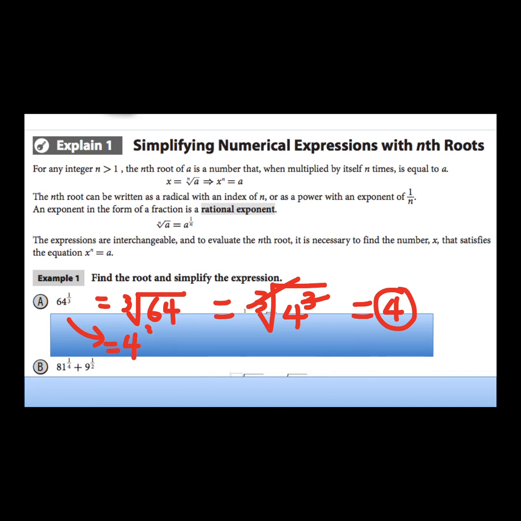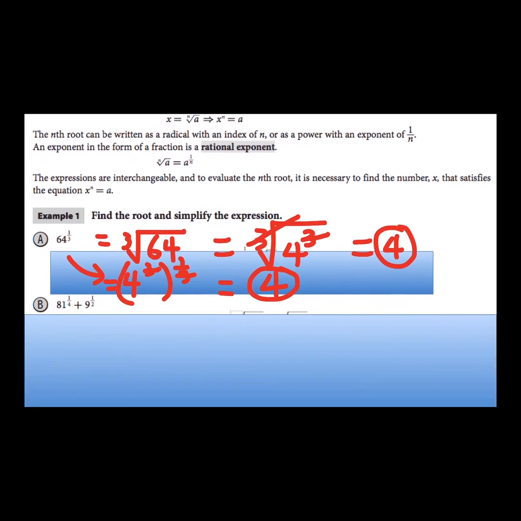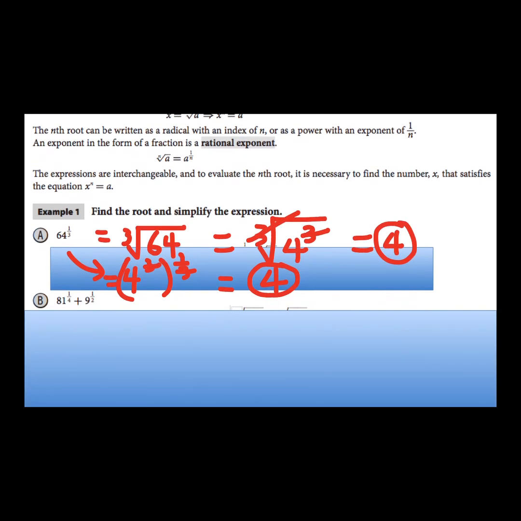64 as 4 to the third power. That will give us 64, right? And then raise it to the 1/3 power. And then since this is a power of a power, we can cross cancel the 1/3 and the 3, and we will have 4 as an answer as well. So it's the same answer, two different ways. Depends on what you prefer to work with, the rational form or the radical form.